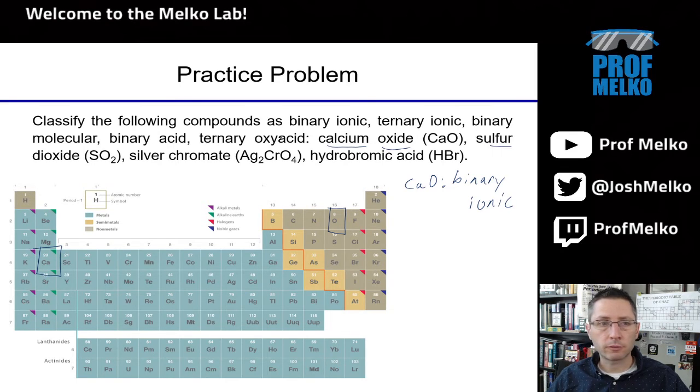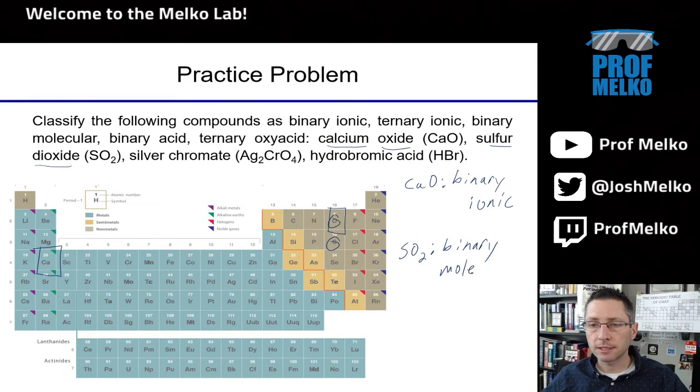On to the next one, sulfur dioxide, SO2. Let's find out where those are. I'll circle these. There's sulfur, there's oxygen, both nonmetals, so this must be molecular. Two elements, so sulfur dioxide here is binary molecular in this case.